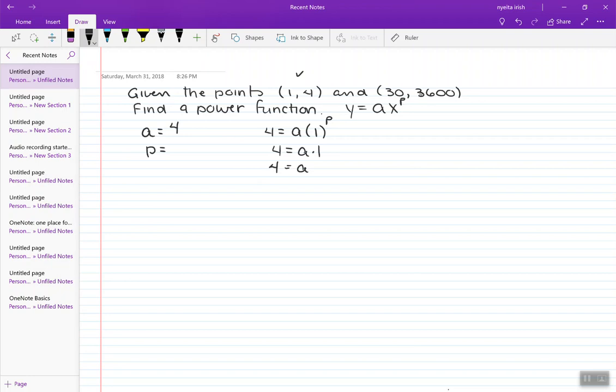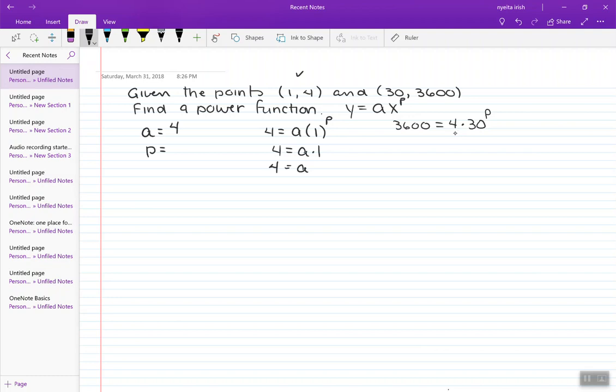Now the problem is find p. Well, you haven't used the second point yet, and you now have a. So we're going to fill in, again, x and y back into our formula, and now we know a. So we're going to solve for p then. So I have 3600 equals the a we just found, 4 times 30 to the p.